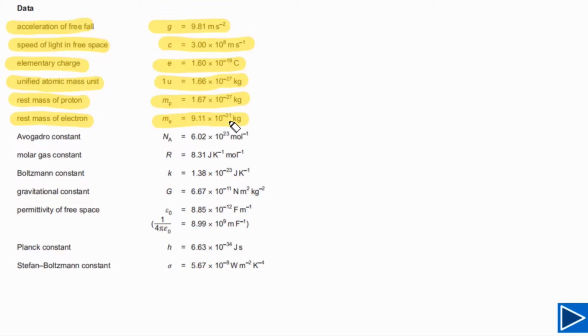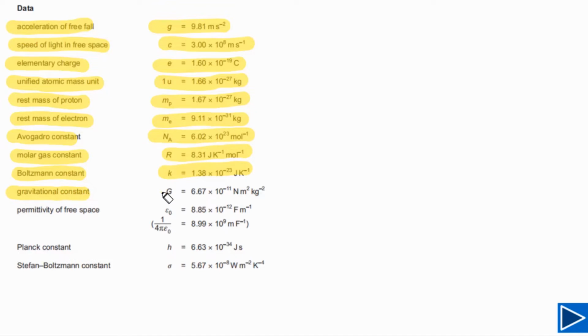Same, rest mass means when the electron is at rest, the speed of the electron is quite slow as compared with the speed of light. So then the mass of the electron is equal to this. Avogadro's constant. So here is the value of Avogadro's constant. Next one is molar gas constant. Maybe you need for some calculations, the Boltzmann constant. So the value of the Boltzmann constant is given.